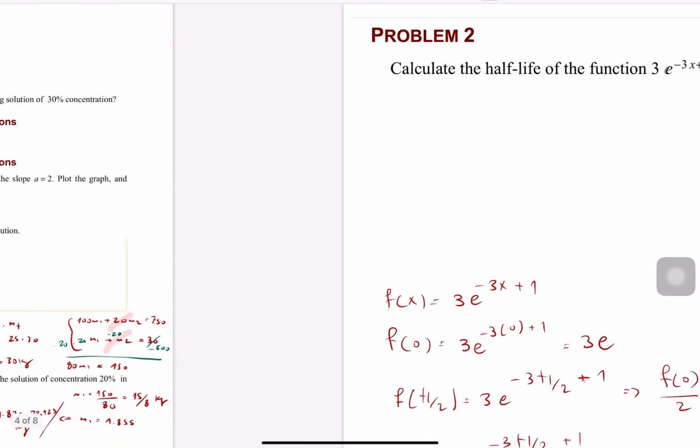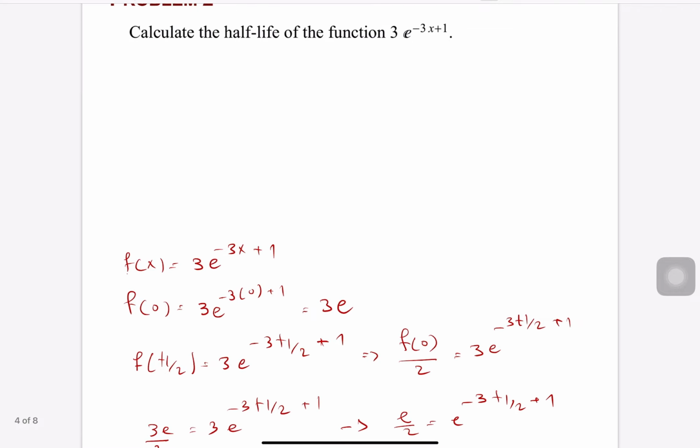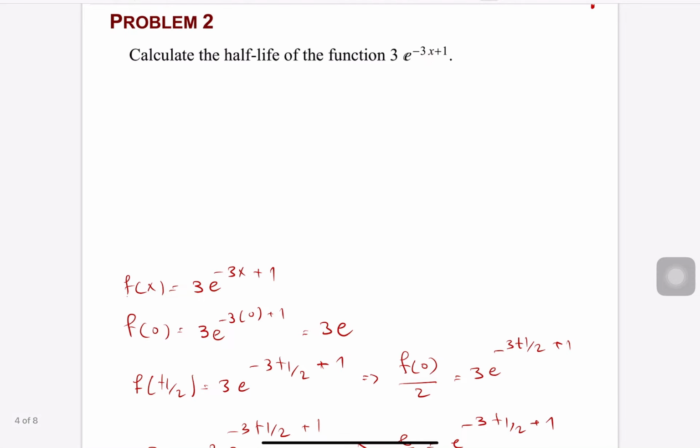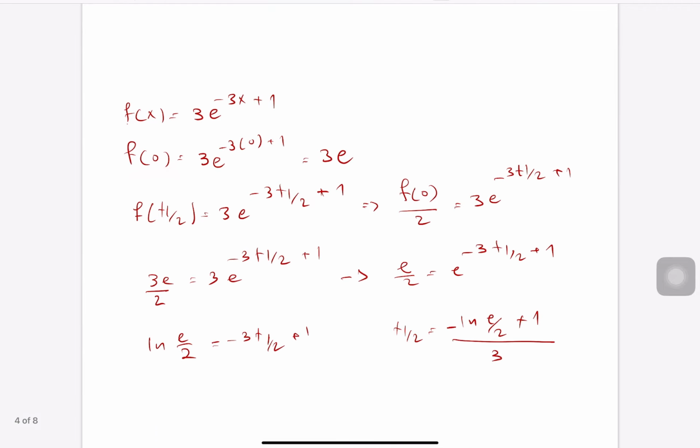For the second question, calculate the half-life of this equation. It's very easy. First, as you see here, I write the function here. I find the f0 because the equation will be like this. And here, if you see, it is f0. And f0 I find is very easy. It means x is 0, and I find this point y is 3e.